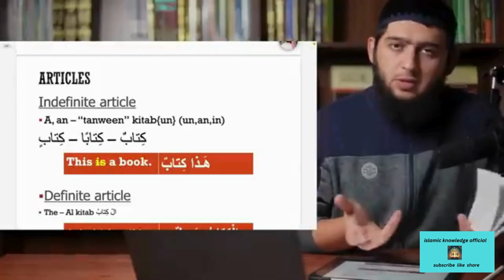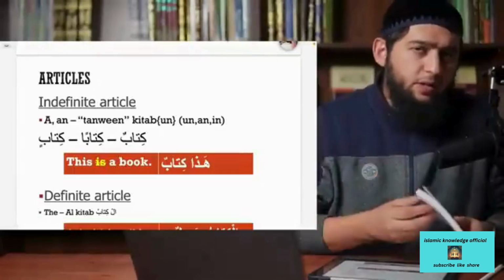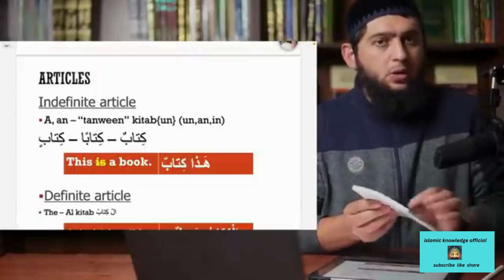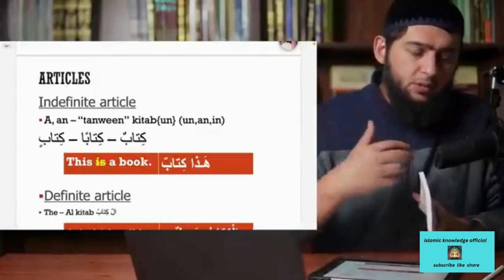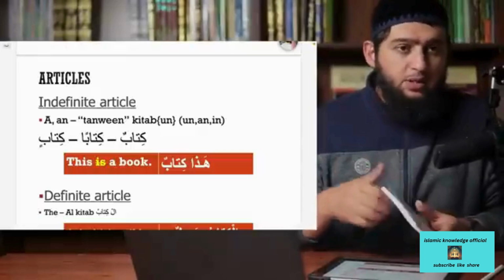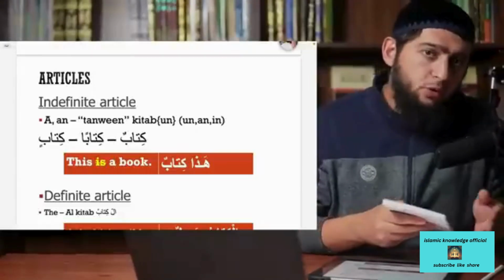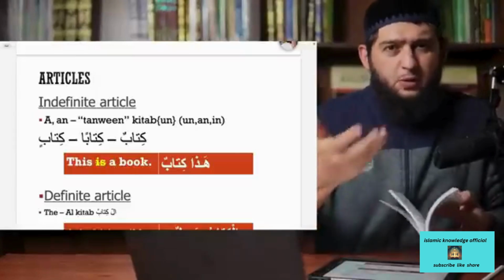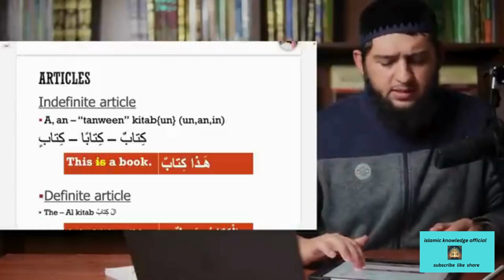هذا كتاب جميل. If you want to learn about it, you can find it in tajweed. When you stop at this word, you don't pronounce tanween. You don't say kitabun. But if you continue in your speech, you say هذا كتاب جميل, you pronounce it. But when you speak with people, you don't pronounce it. Okay? This is a book.